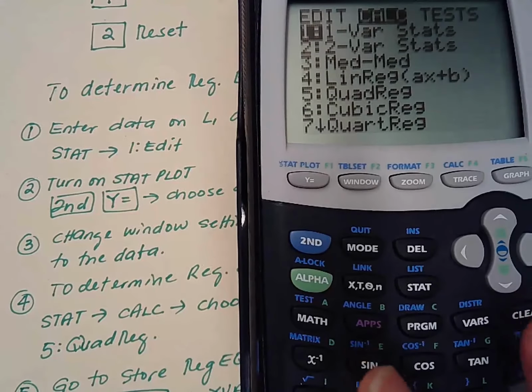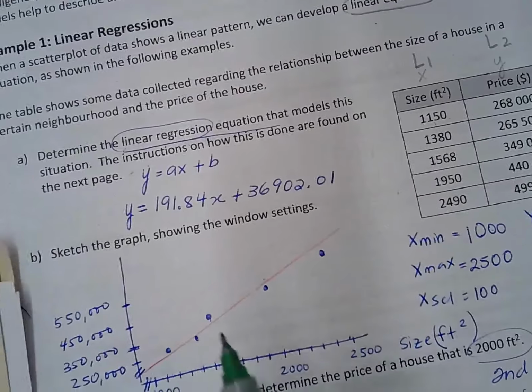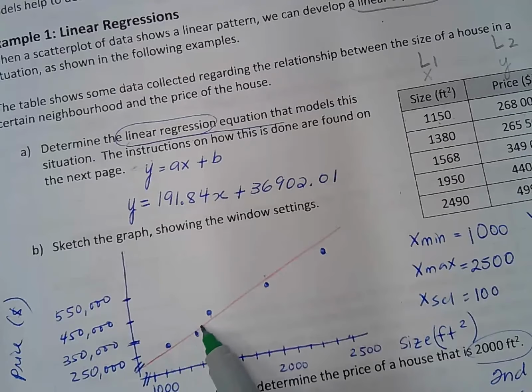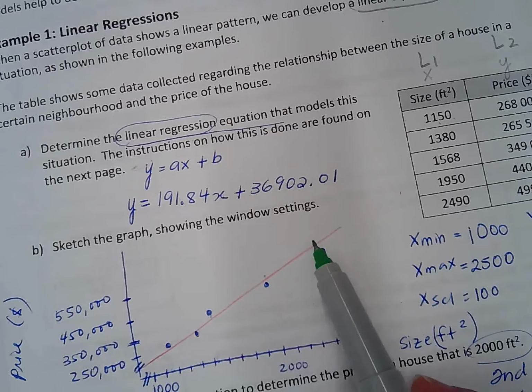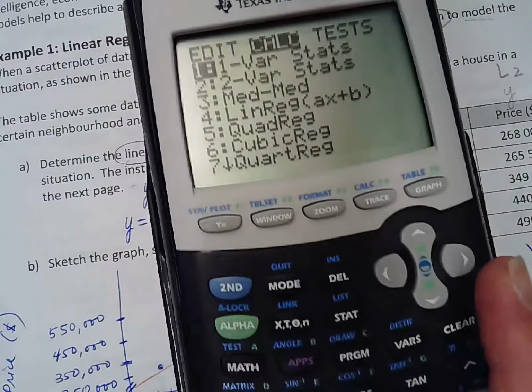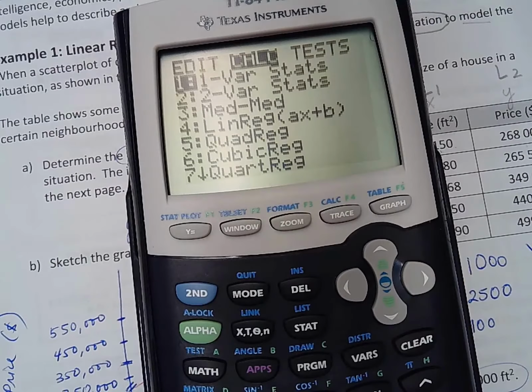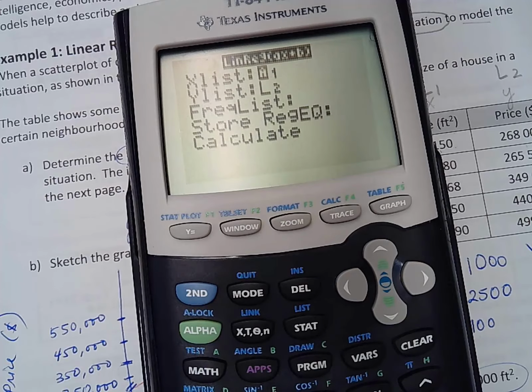Now this one here, as you can see, these are your points, and it's kind of forming a straight line, right? So it's going to be a linear regression. Linear regression 4. Yes?